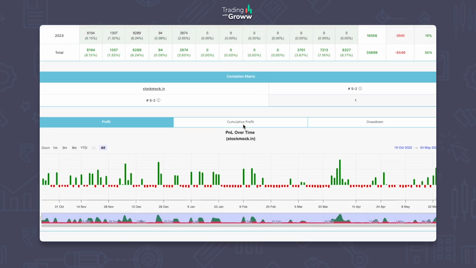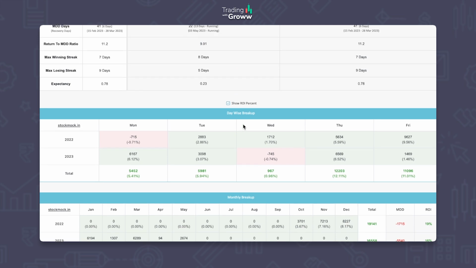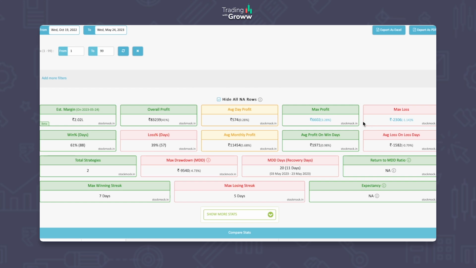And let us see how this strategy and the first strategy, if we combine them together, how the results would have been. So by trading both strategies together, the actual required margin is only 2 lakhs and the overall profit it has made is around 83,000 rupees, which is almost 41%. And by combining both, the maximum profit is almost around 6,600 rupees, whereas maximum loss is only 2,300 rupees. So that gives you a very good risk reward ratio, and maximum drawdown is only 9,500 rupees.